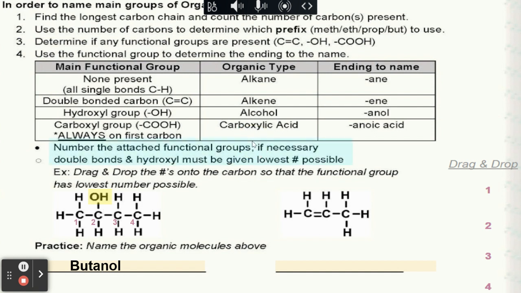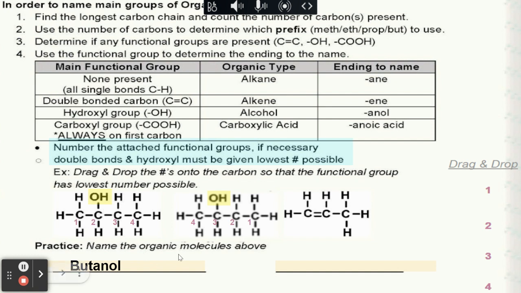The next thing is the harder part. Always number the functional groups. If it's a double bond or a hydroxyl, and this is a hydroxyl, it might need a number. You can number the carbons this way or this way, because if I took this and rotated it upside down, the carbon could be going the other way. So this first carbon here could be a 1 or a 4. Always pick the lower one.